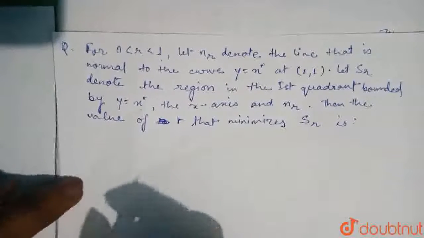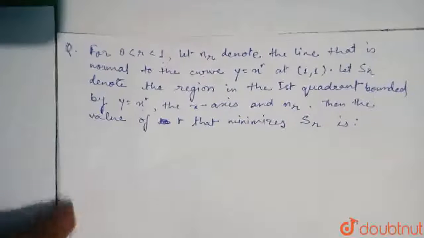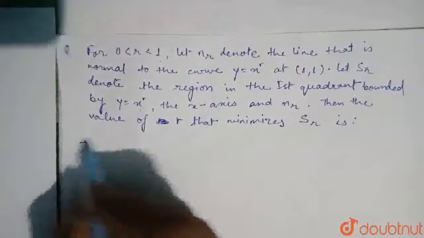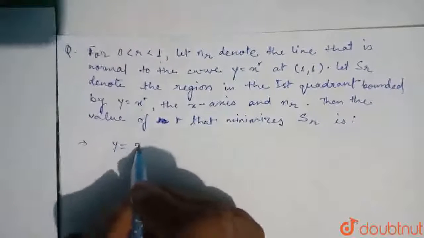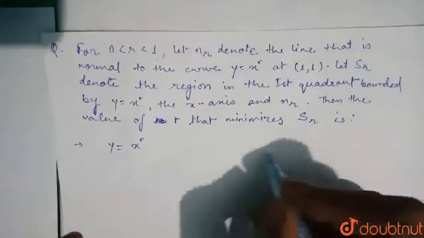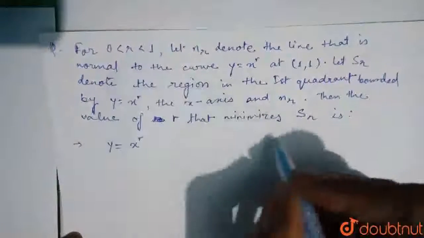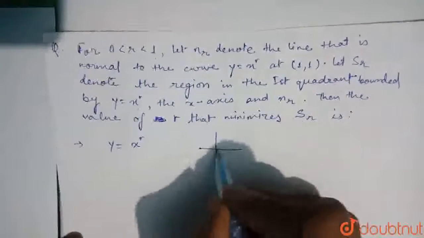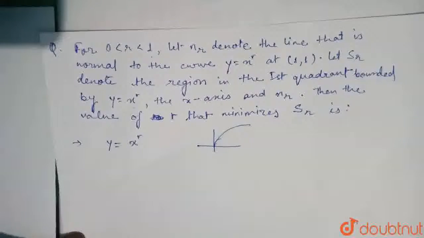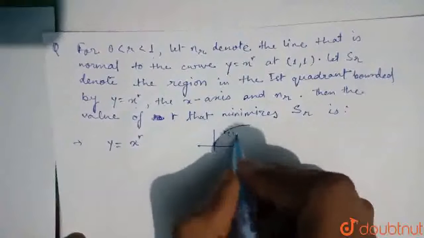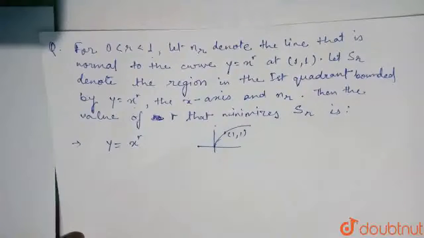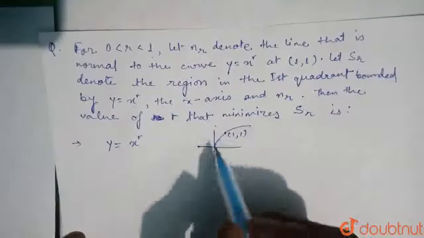Okay, so first of all, what we'll be doing: we have been given y equals x to the power r. Since r belongs to 0 to 1, the graph is roughly like this. And at (1, 1) there is a normal drawn. So let's calculate the equation of normal.